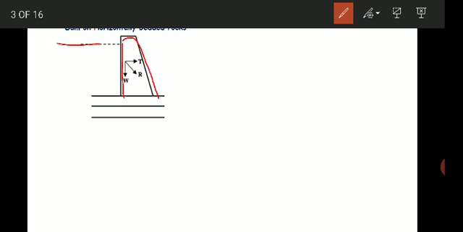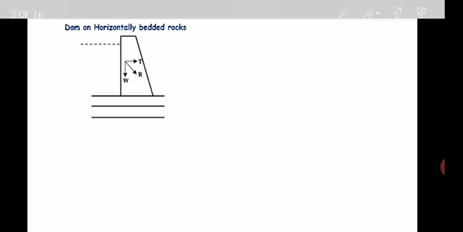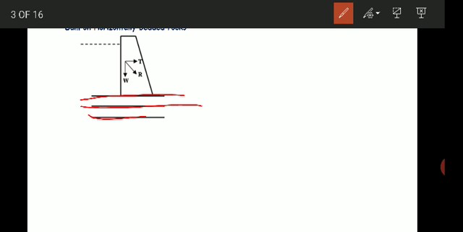Here these are the forces acting on the dam, that is the T, W, and the resultant of these two, that is the R. So these are the forces acting on the dam. Here, the rocks are horizontal. If such a site is present, then we have to see that we do the excavation till we get the hard, compact and non-porous rock.